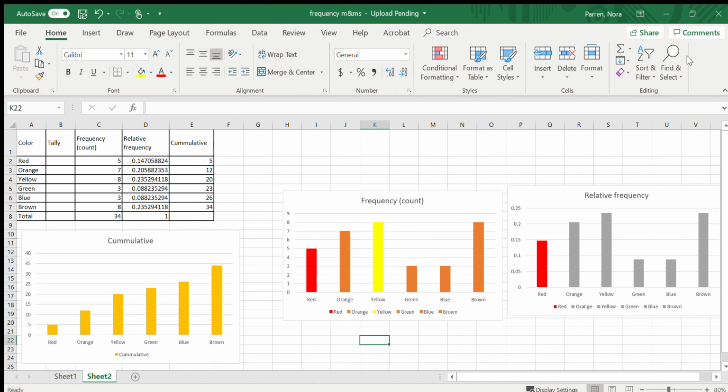So I hope that this helps understand both what's going on and also how to save yourself some time in the future when you're trying to make these graphs.